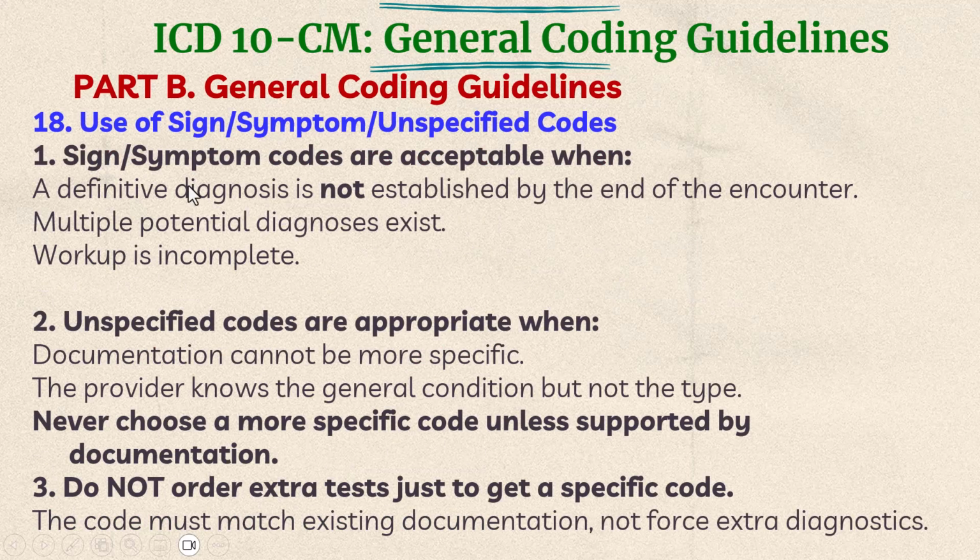Number 18, use of sign, symptoms or unspecified codes. Sign or symptom codes are acceptable when a definitive diagnosis is not established by the end of the encounter, multiple potential diagnoses exist, or workup is incomplete. Unspecified codes are appropriate when documentation cannot be more specific. The provider knows the general condition but not the type. So never choose a more specific code unless supported by the documentation, and do not order extra tests just to get the specific code. The code must match existing documentation, not force extra diagnostics.